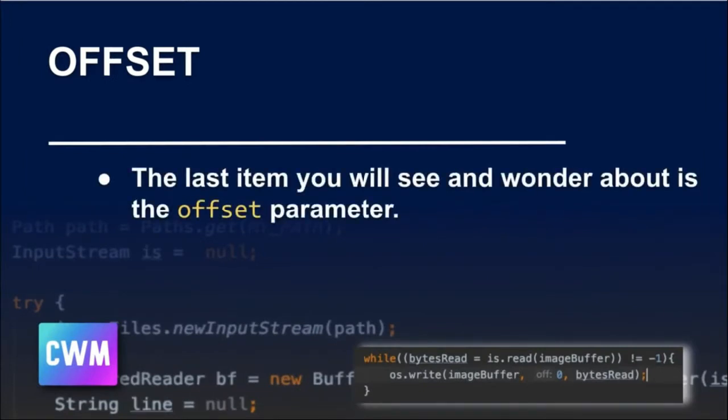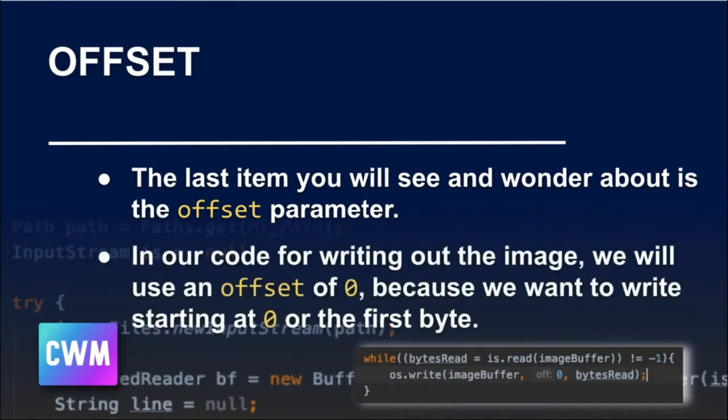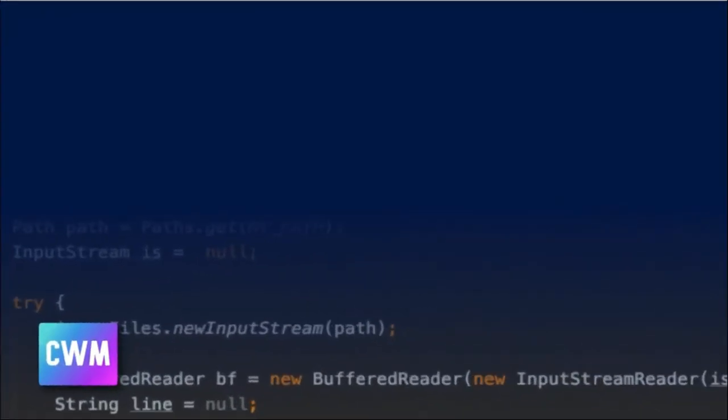You'll notice in this video that we code using an offset parameter, and you might wonder about that. In our code for writing out the image, we use an offset of 0 because we want to write starting at 0 for the first byte. Okay, let's jump into it.